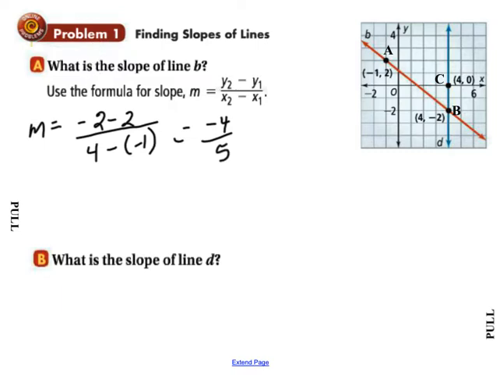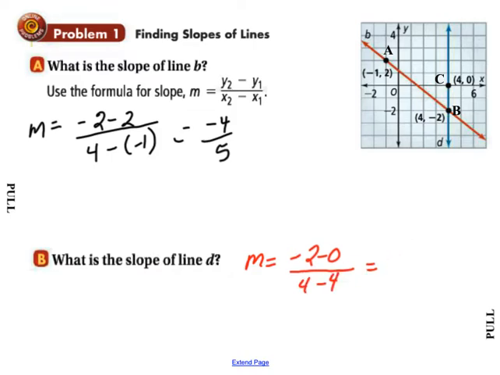For line D, and let me go ahead and check, I think I have an answer on the side here. Negative 4/5 is what we should have had, so that one turned out correct. For line D, what is the slope of line D? And again, we have the 2 coordinates here, and it doesn't matter which one you start with, as long as you're consistent. So my slope for line D is going to be y2, which I'll call negative 2, minus y1, which is 0, divided by x2, which is 4, minus x1, which is 4.